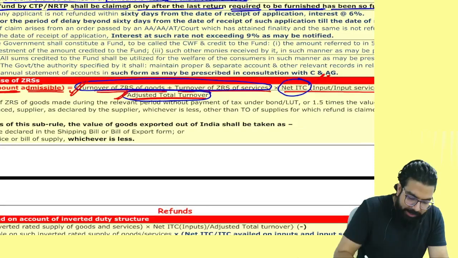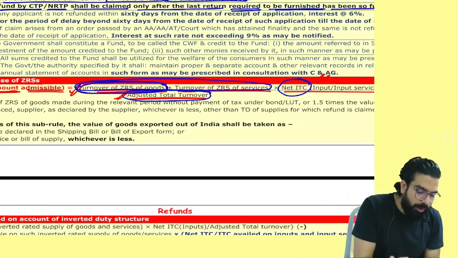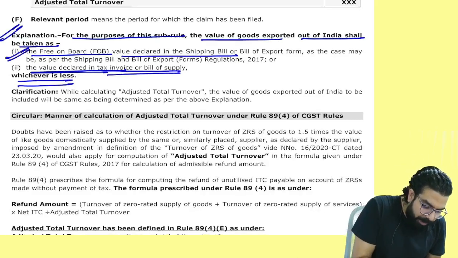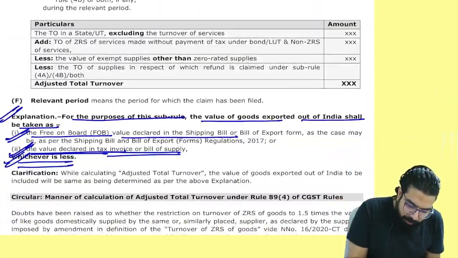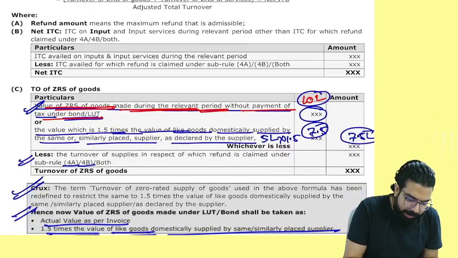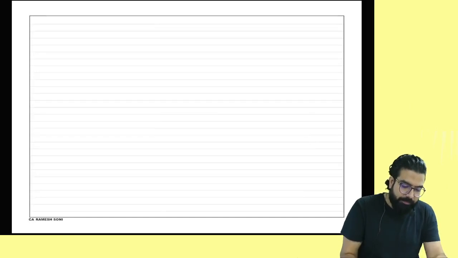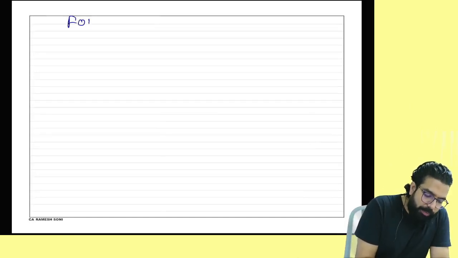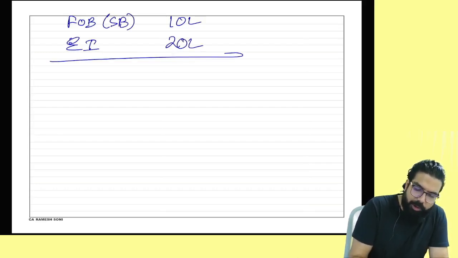Now, you need second thing in the formula, which is turnover of zero rated supply of goods. What will you take as your turnover of zero rated supply of goods? See, FOB value or the value declared in the tax invoice, whichever is less. So people, they told the value of the goods exported out of India. So can you tell me the value of the goods which are exported out of India, what will be the value you will take? Sir, supposingly the FOB value is 10 lakh rupees. The FOB value as per my shipping bill is 10 lakh. But sir, export ka invoice, I went ahead and made 20 lakh. Which amount will you take?